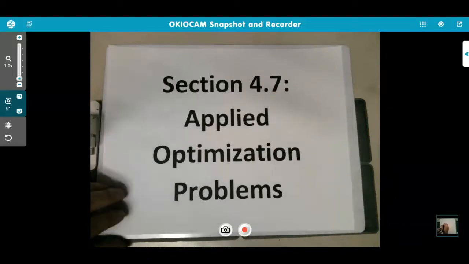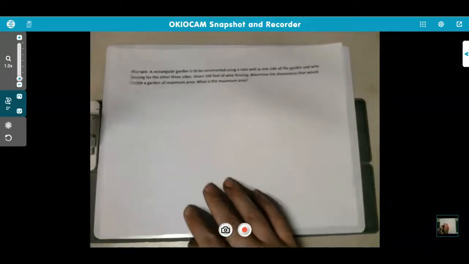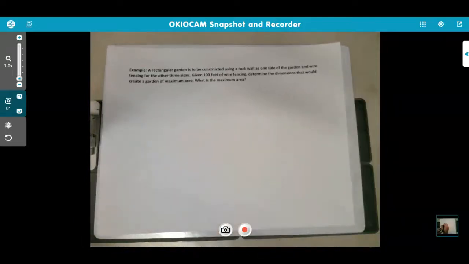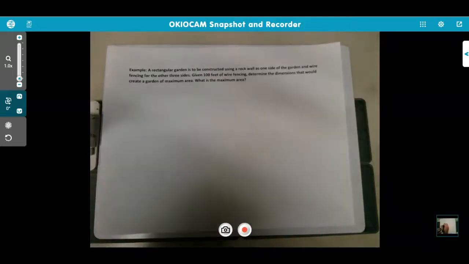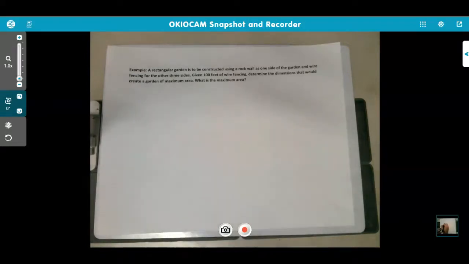The first example we have: a rectangular garden is to be constructed using a rock wall as one side of the garden and wire fencing for the other three sides. If they have 100 feet, determine the dimensions that would create a garden of maximum area. And then I want to know what that area would be.